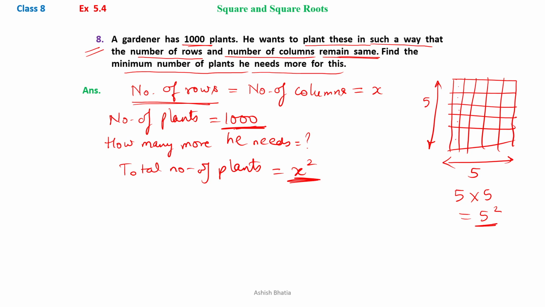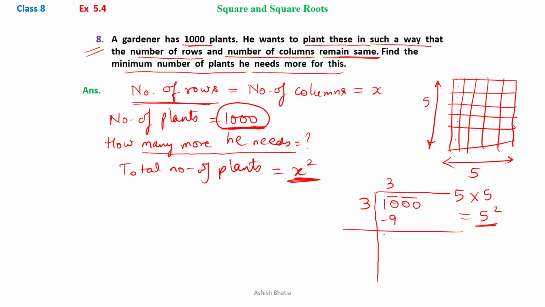Now we see that 1,000 is not a square number. Now we need to find how many more plants he needs to make it a perfect square. So we need to find the square root with the long division method. So here we go, 1,000, we make a pair. The square number less than 10 is 9. 3 threes are 9. After subtraction we get 1 here and 2 zeros are carried over here, plus 3, that is 6 here. Now we will write down 1 here and 1 here.